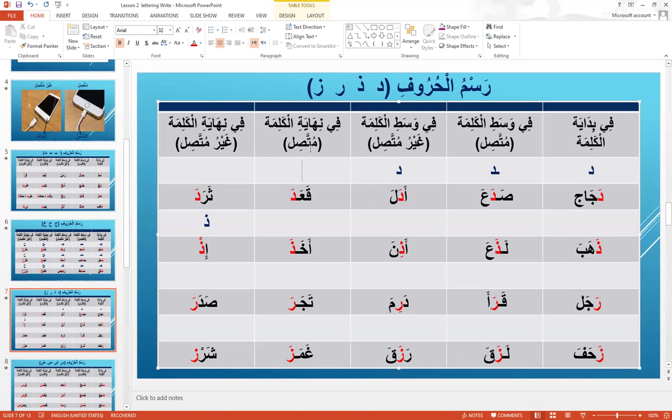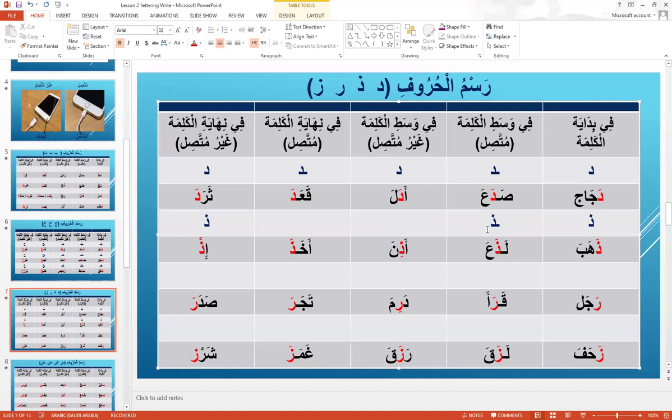So في نهاية الكلمة متصل, at the end of the word, connected. So we draw the connection and we write dal. And في نهاية الكلمة غير متصل, so we write dal the normal way we used to write it. So that's how to write dal in its respective positions. Okay, zal is also going to be written like dal. Zal is also one of the alphabets that does not connect on the left. So we have zal في وسط الكلمة متصل, so it's going to be written like this.